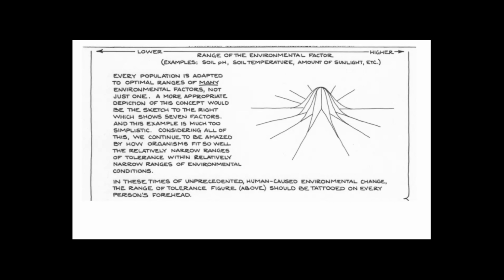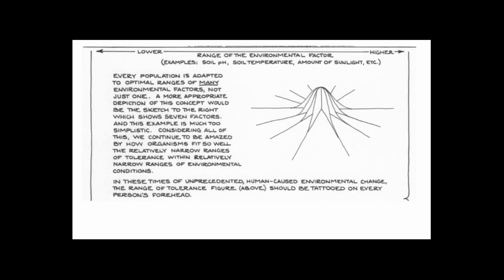And the next part is important. Every population is adapted to multiple ranges of many environmental factors, not just one. So this condition here represents many different factors, which are represented by many different axes. And this is trying to get a hypervolume in a two-dimensional diagram, where it's not just three-dimensional, but many-dimensional, to represent the many factors which are affected.